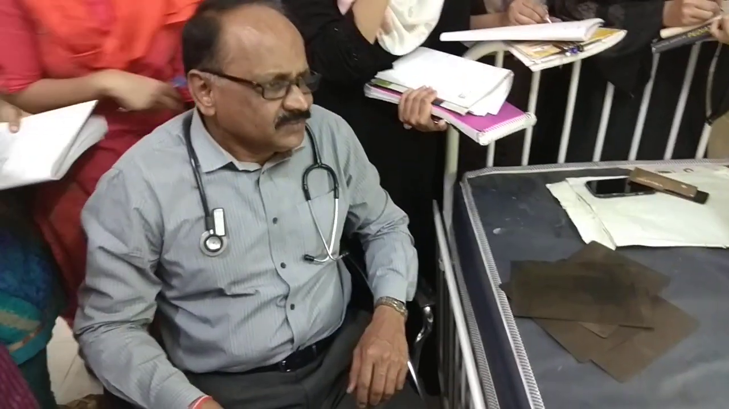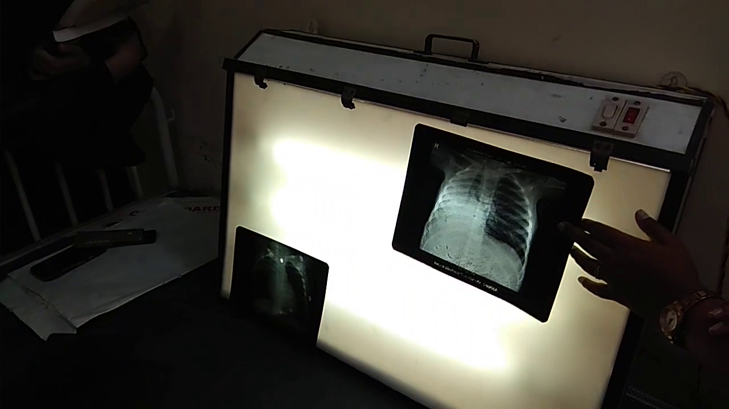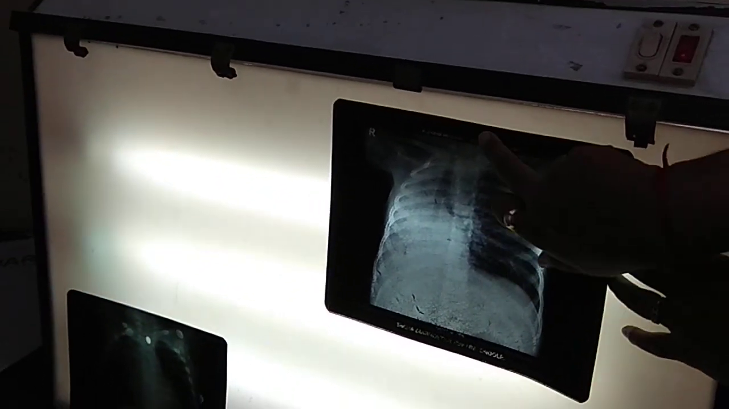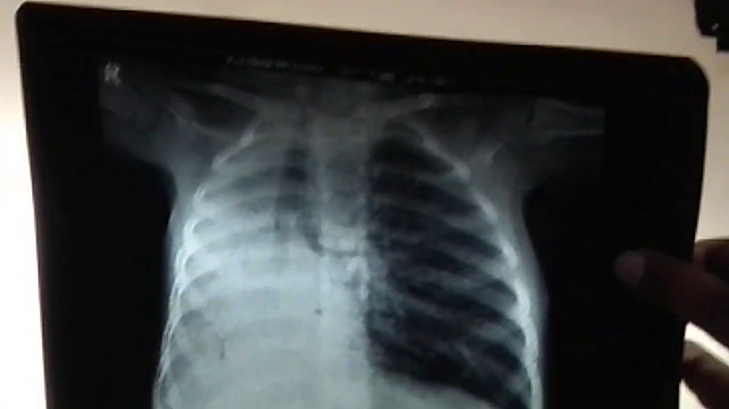In dextrocardia, you can see the heart very clearly. A big hemithorax opacity will not be there, only because the heart will be on the right side. Trachea is not deviated. See very clear. And where is the trachea also showing? Normally, where should be the trachea? Did you understand?